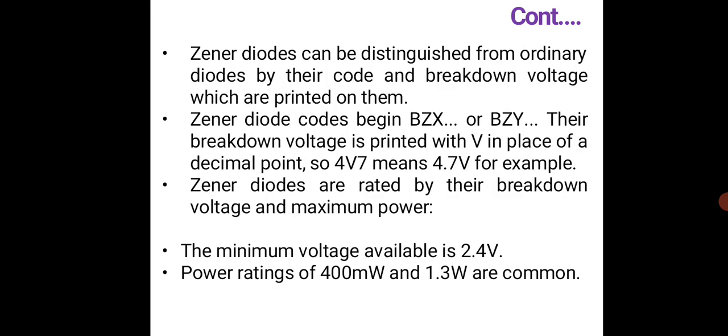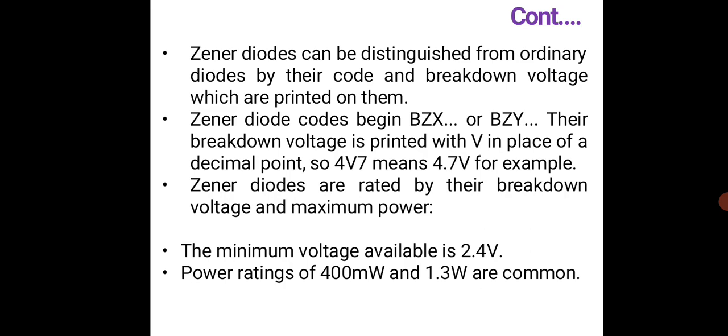Zener diodes can be distinguished from ordinary diodes by their code and breakdown voltage, which are printed on them. You could see on the diode there will be certain codes which begin with BZX or BZY, and their breakdown voltage will be printed with V in place of the decimal point. Say for example it is a 4V7, it means 4.7 volt.